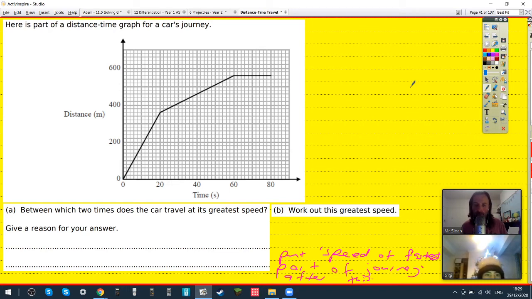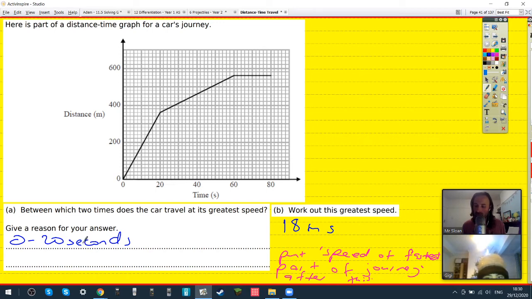Is 18 meters per second. Yep. Between which two times? The first one, so 0 to 20 seconds. Give a reason for your answer.